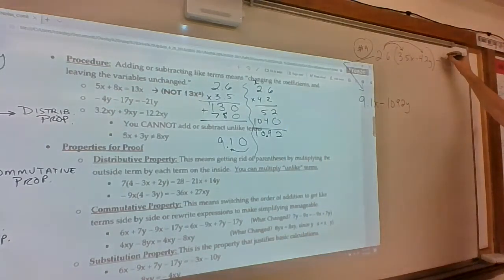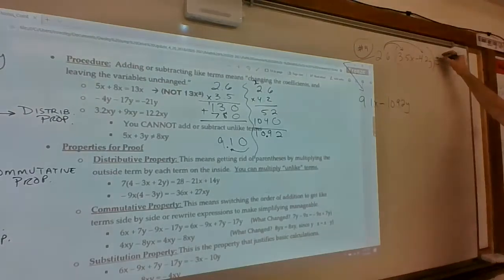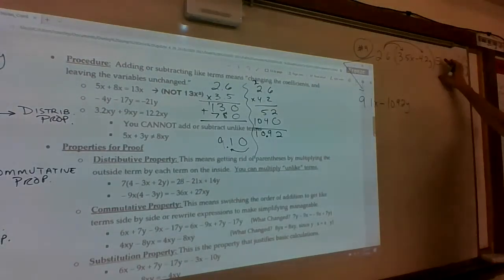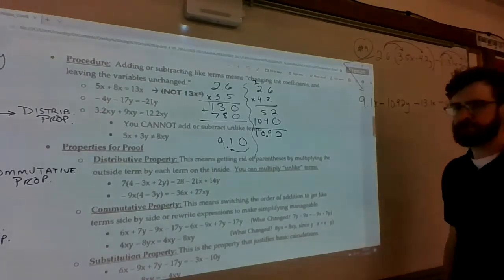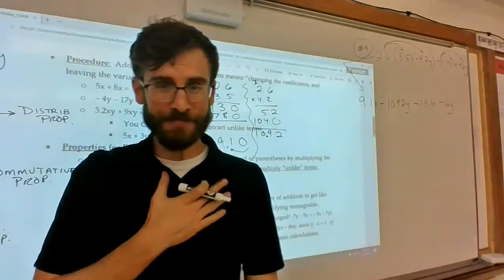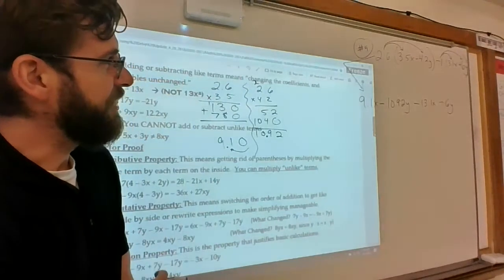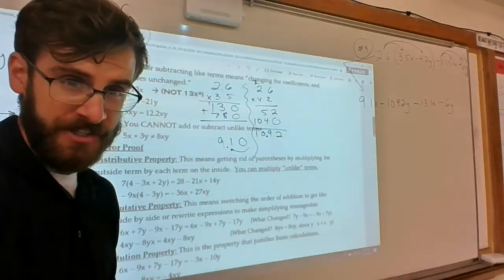Now, because there's just a minus right here, you can infer that there's a negative 1. So you could just multiply a negative through, which makes negative 13.1x. Negative 1 times positive 6y is negative 6y. So, excuse me, that makes the first distributive property step complete.